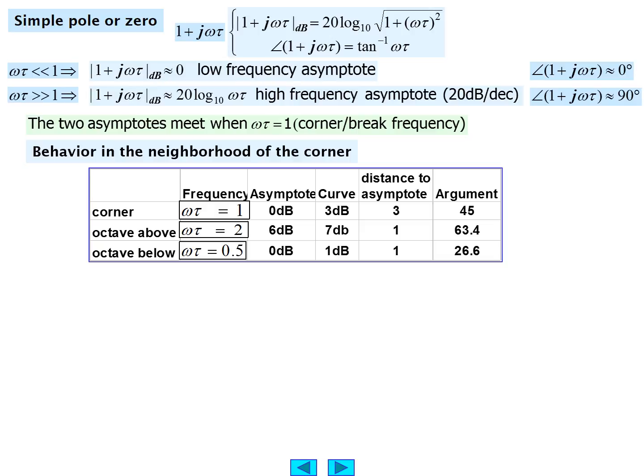If we go an octave above, an octave being a doubling of frequency, so from 1 to 2, omega tau equals 2, and therefore we get an asymptotic value of 6 dB, and the curvilinear or exact value is about 7 dB, and it's off by about 1. If we go an octave below, therefore omega tau equals 0.5, that's 1/2 of 1, the asymptotic value would be 0, and the curvilinear or exact value would be 1 dB, and it's off by 1.